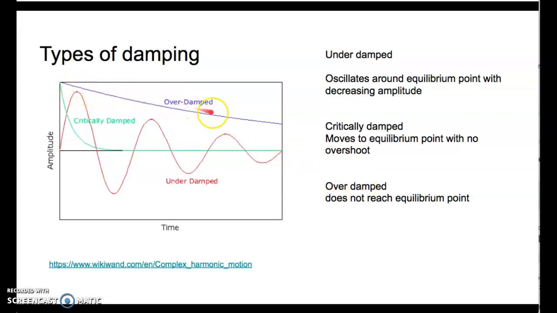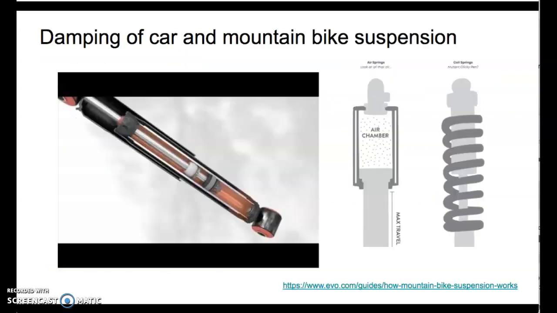If something's overdamped, then there's too much friction. It never actually reaches the equilibrium point. It just slowly creeps towards it and then probably bottoms out, and never actually reaches the equilibrium point. Something which is critically damped has just enough damping to reach the equilibrium but doesn't overshoot and doesn't actually oscillate. So there's just the right amount of friction there to achieve critical damping.